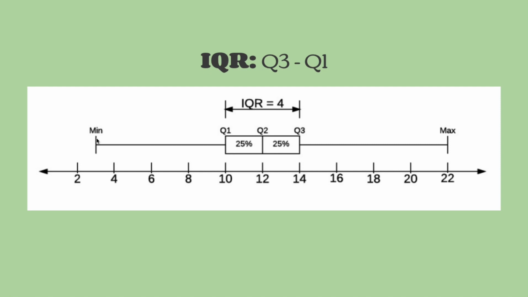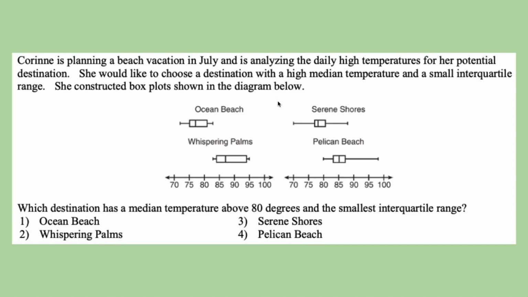The minimum, or the least number, is 3, since it's between 2 and 4, and the maximum is 22. Our median is 12, our first quartile is 10, and our third quartile is 14. Here, the interquartile range is given as 4, but if it wasn't, we could find it by subtracting 14, the third quartile, minus 10, the first quartile, and we'd still get 4.